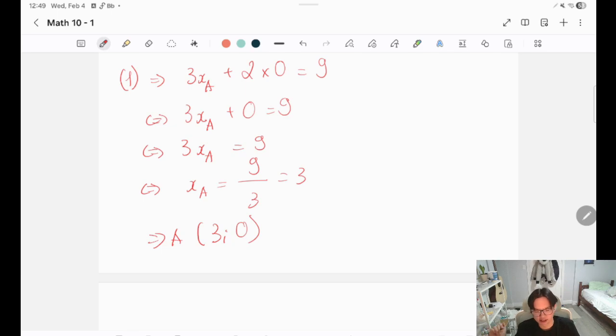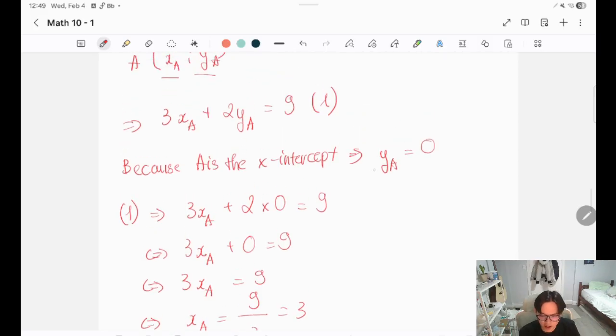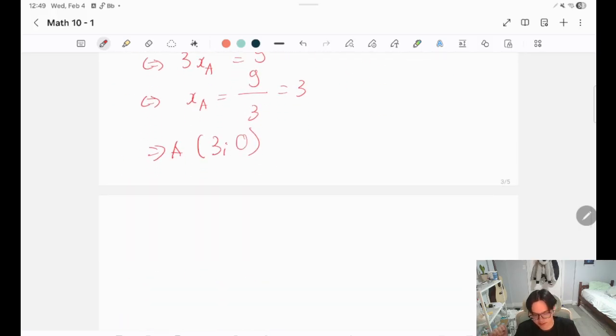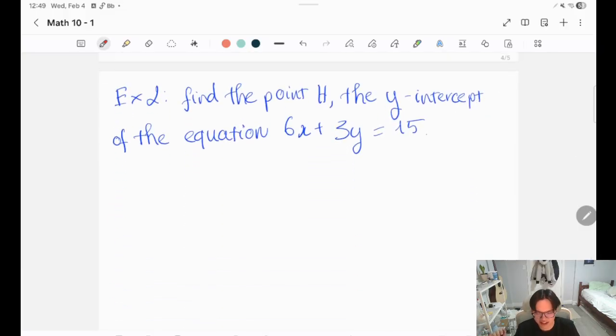Easy, right? So the key point here is we just need to set the y-coordinate equal to 0, and then we put the number inside the equation and calculate. Yeah. Right? Okay, let's move on to another example.